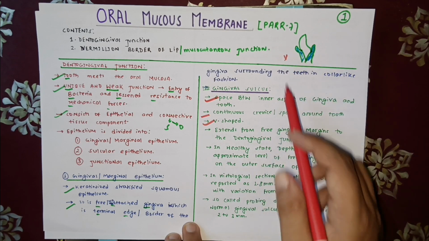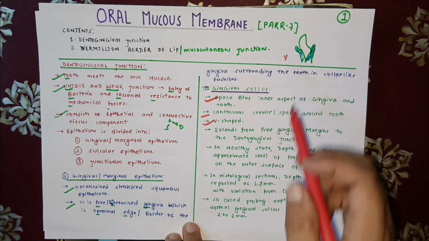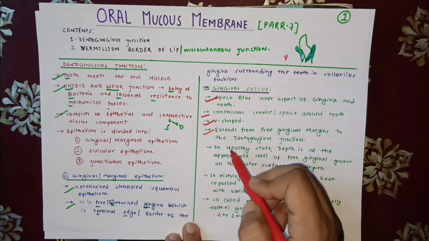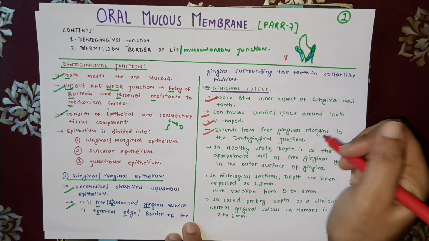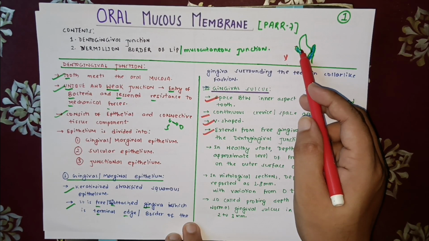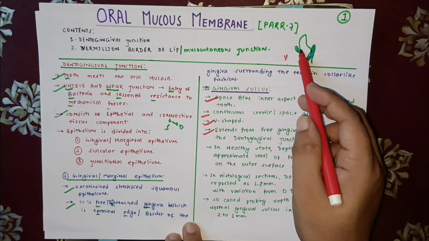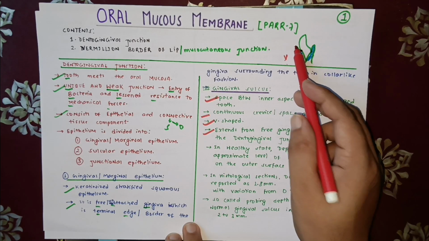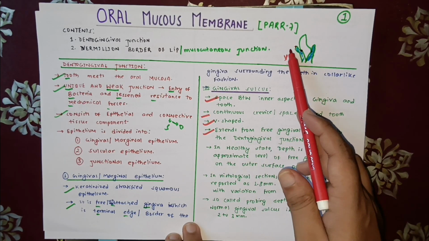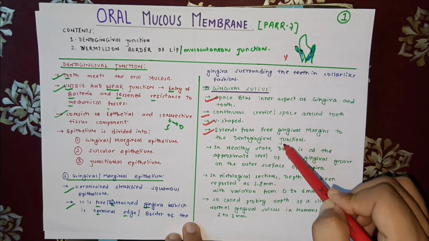This type of crevice or space extends from the free gingival margin to the dentogingival junction. So here, at this point, is the dentogingival junction, and here is the free gingival margin. It extends from the free gingival margin to the dentogingival junction.